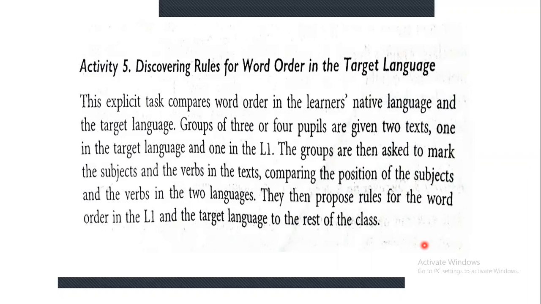This is quite an explicit task. Explicit means direct, because you will have two texts, one in L1 and one in L2. For example, you look at a sentence like, I love the red dress. While in Khmer, in L1, everyone says ខ្ញុំស្រឡាញ់រ៉ូបពណ៌ក្រហម. So students will compare the word order here. One is in L1 in Khmer and one is in L2 in English.